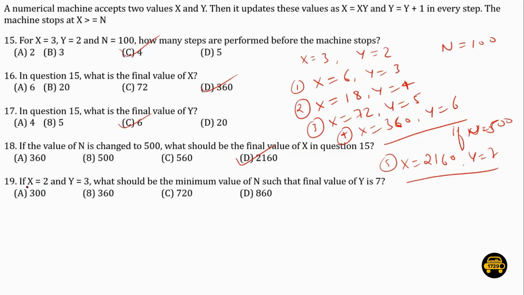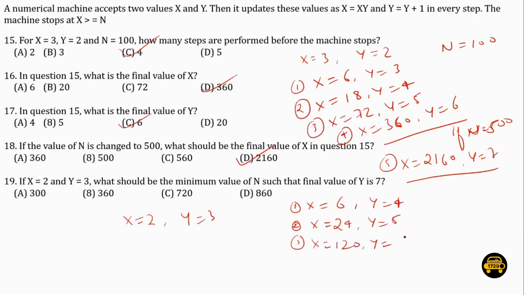Now the next question, it says if x is equal to 2 and y is equal to 3, what should be the minimum value of n such that the final value of y is 7? All right, so if we start running it, we have to stop the machine at y equals 7. The first step will be x will become x into y, that is 6, and y will become 4. Second step will be x will become 6 into 4, 24, and y will become 5. Third step will be x will become 24 into 5, that is 120, and y will become 6.